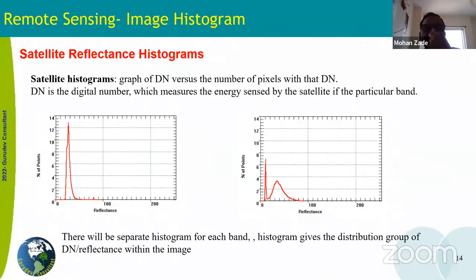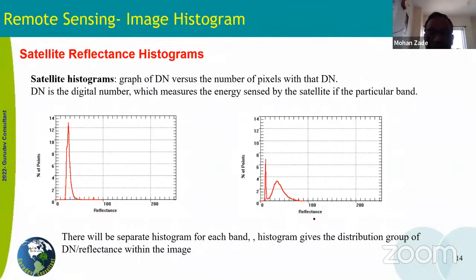Now, as you know, the satellite images record the measurements and store them as a DN value, and this DN value is available in every pixel. Now, if you want to analyze the statistics of those DN values in your image, then you produce your histogram. The histogram is nothing but the number of pixels that fall in a particular DN value.